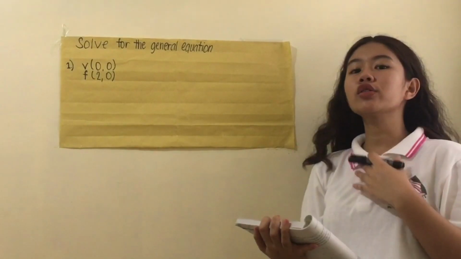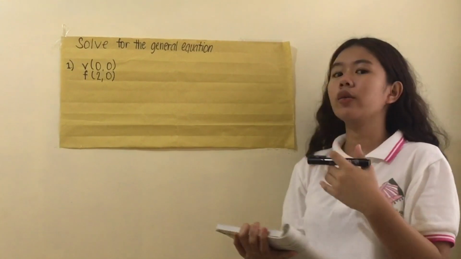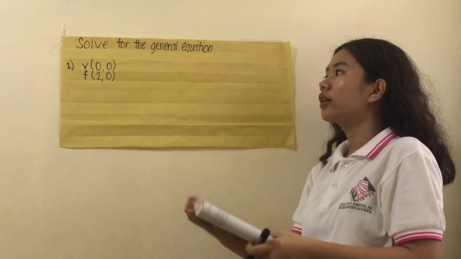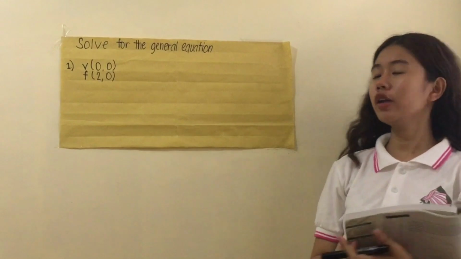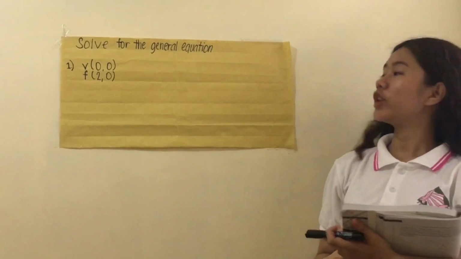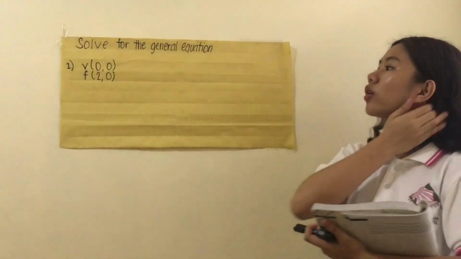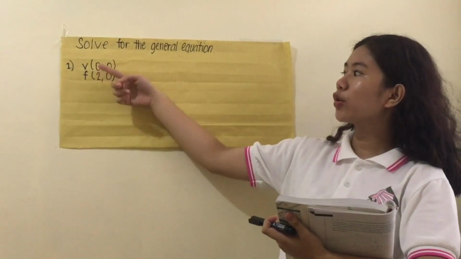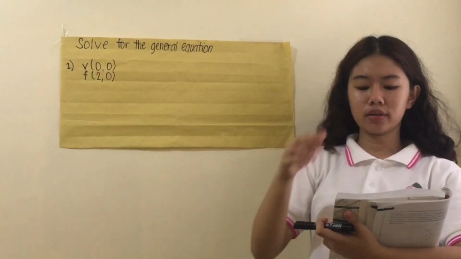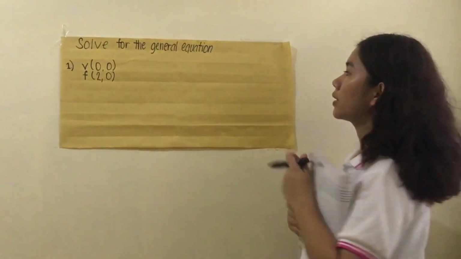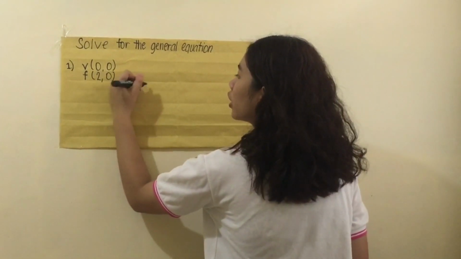Now, we are going to solve for the value of p. Given the vertex and the focus, we can determine the value of p, which is the distance of these two points. So, the focus is just 2 units from the vertex. So, p equals 2.